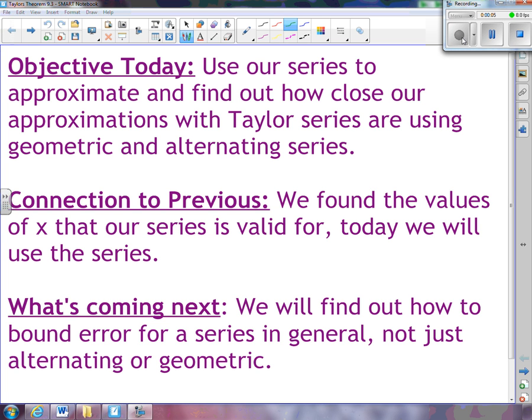To approximate how close we are to what we're trying to approximate. We're going to see how close our approximations are. So first we're going to do that two easy ways, geometric and alternating. So there are three, well, that's the second.